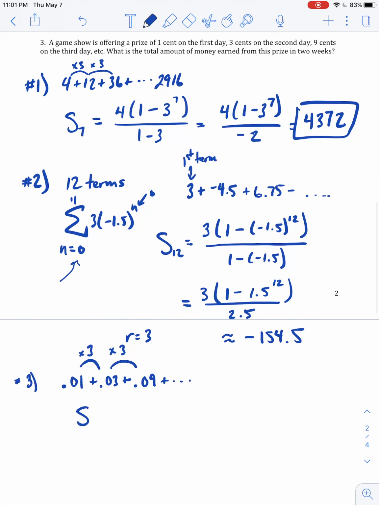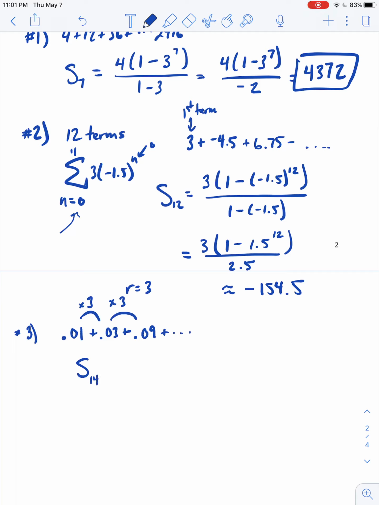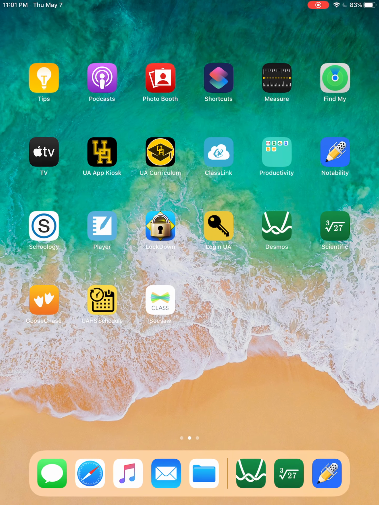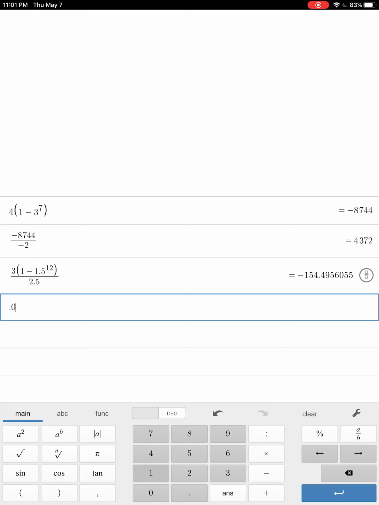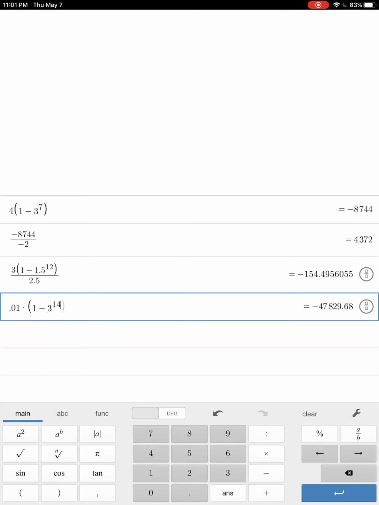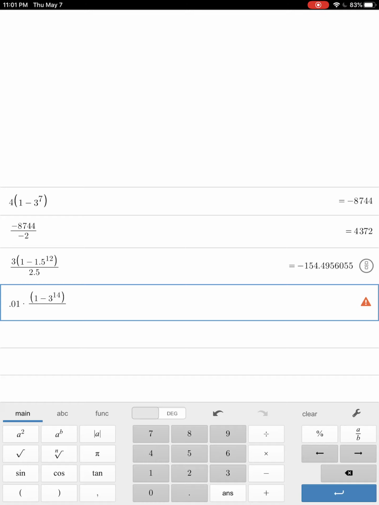So we want to do it for 2 weeks. And we will assume that this game show happens even on the weekends. So let's do the first 14 then. So for 2 weeks, we'll do 14 days. So on that first day, you only got a penny, 1 minus, but your ratio is 3, right? And then 3 gets raised to the 14. And then on the bottom, we'd have 1 minus the ratio, which is 3. So let's see how much money you would have. All right, so we'll go back to good old calculator here. So 0.01 times 1 minus 3 to the 14th, and that's going to be divided by 1 minus 3.